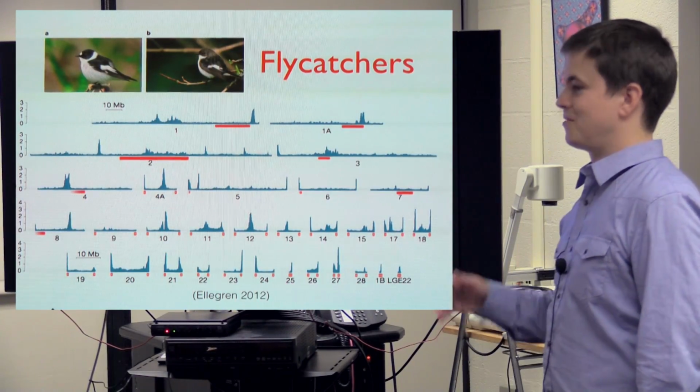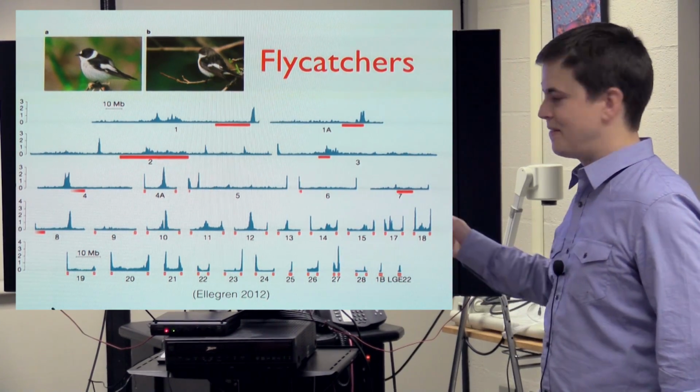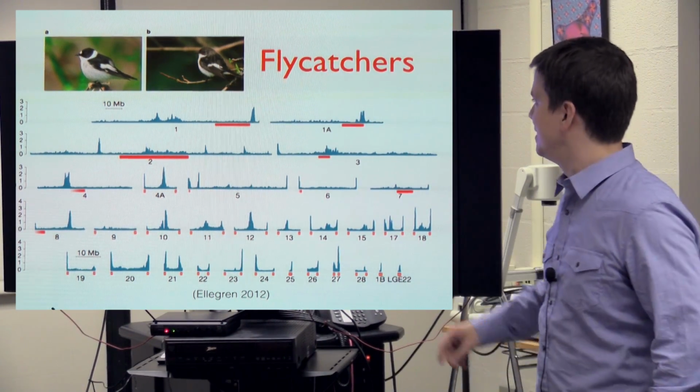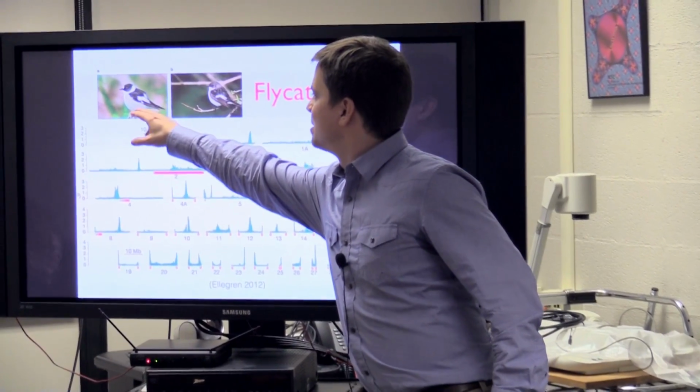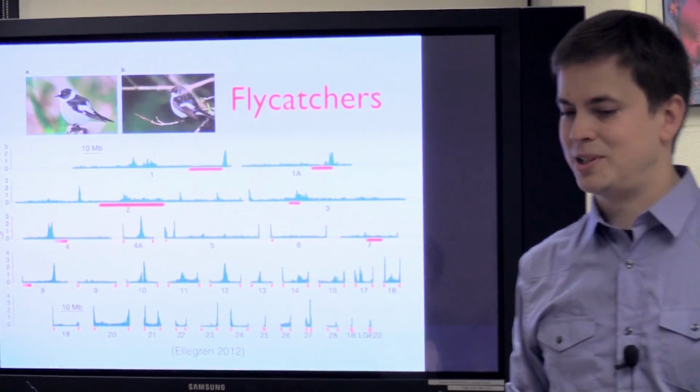And they've done the same thing with flycatchers in Europe. Again, I think they found one of the top hits has a melanin gene, and one species has a paler plumage, and the other has a lot more melanized plumage.